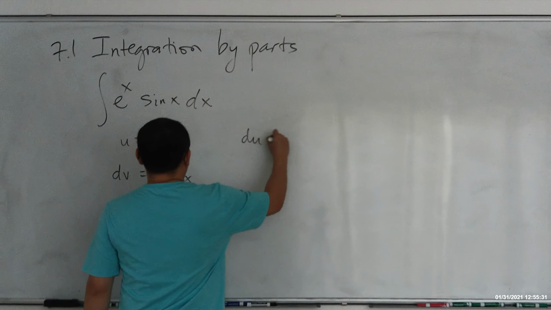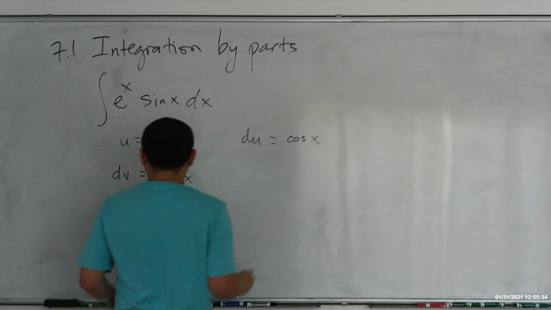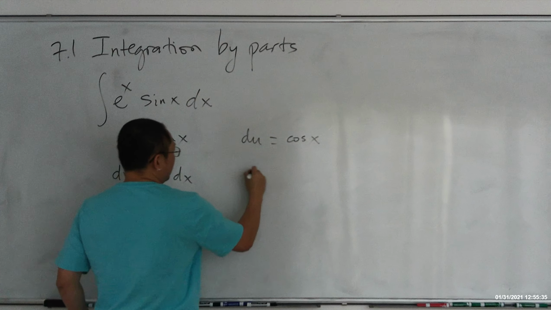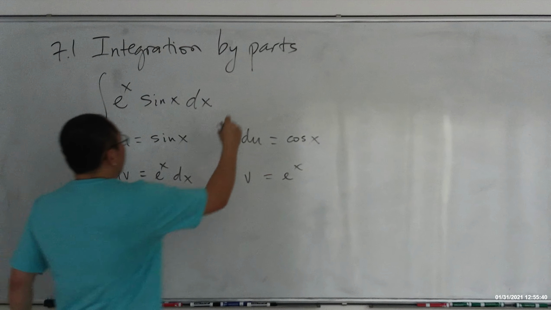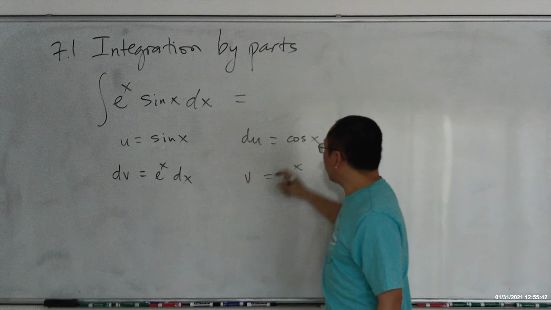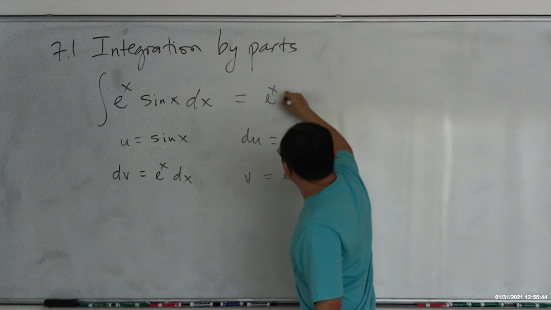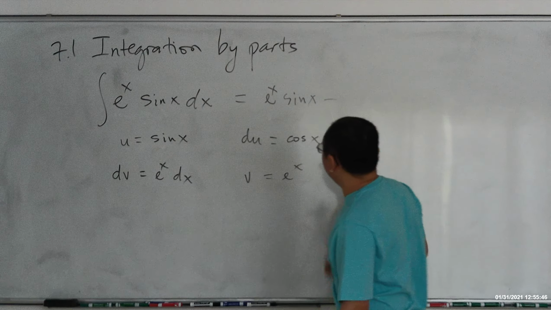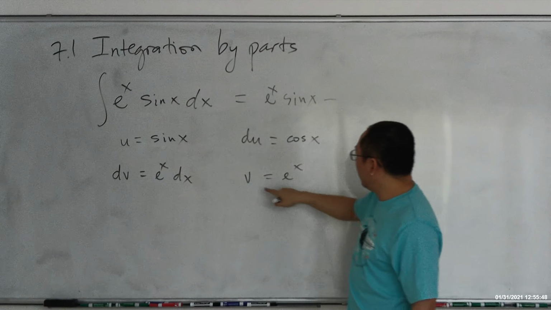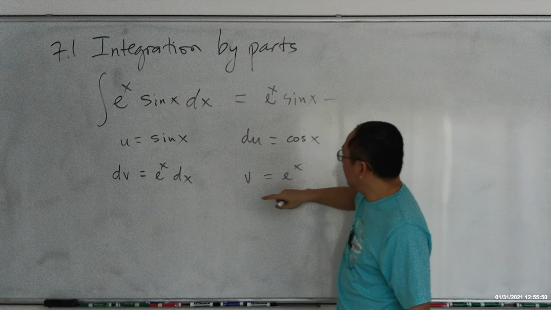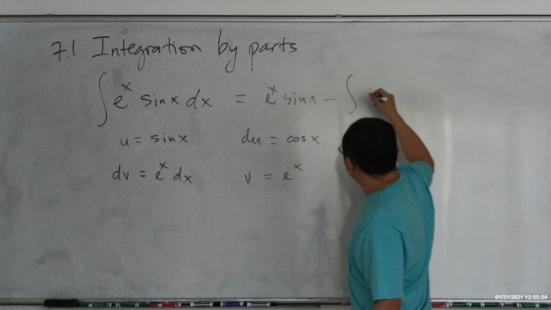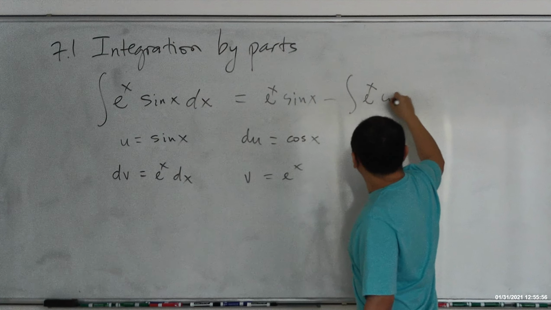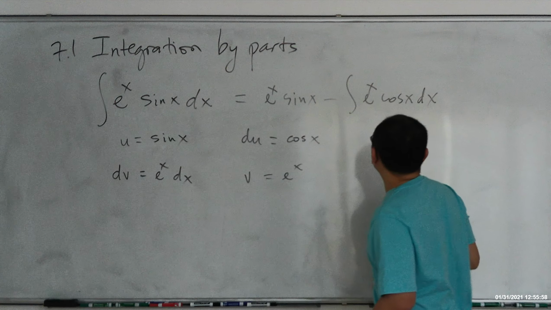Then I get du is cosine x, and dv is e to the x, so v is still e to the x. So my integral now becomes what? u times v, e to the x sine x, minus the integral of v du, right? This is u dv, so it's going to be v du, the integral of e to the x cosine x dx.